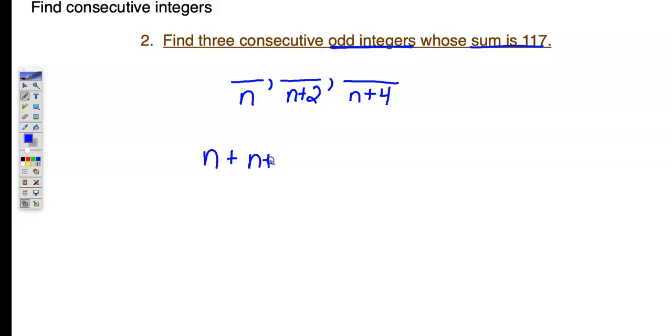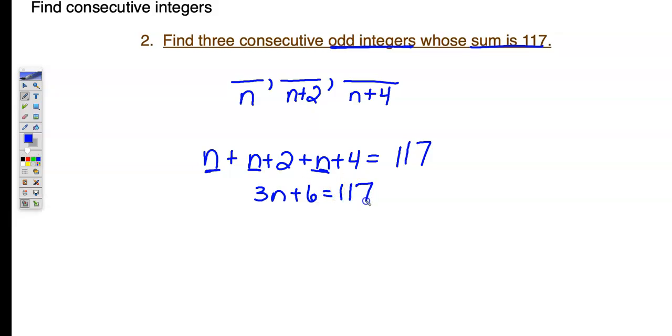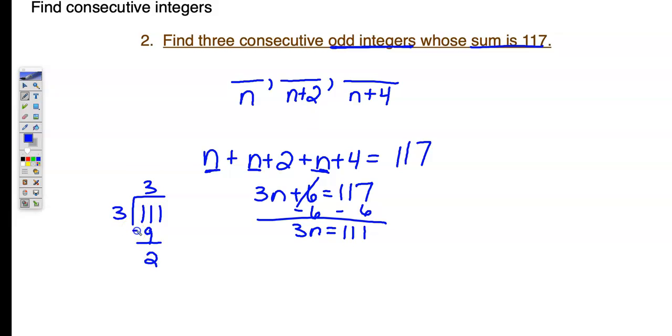So I'm going to add all of those parts together. And we know the sum is 117. So if I add all my n's together, I have 3n. I'm going to subtract 6. So I have 3n is 111. So we're going to divide 111 by 3. So we go in there 3 times. Then we have 21. It's going to go into 21 7 times. So we end up with n equals 37.